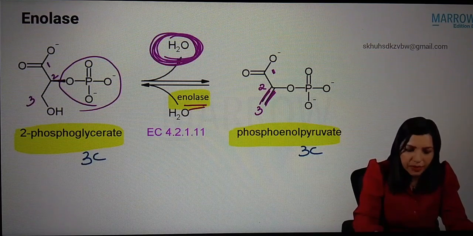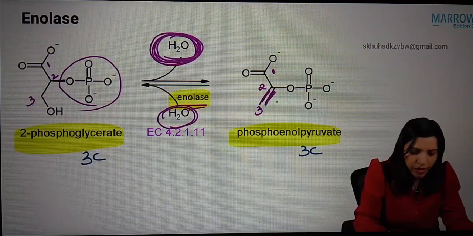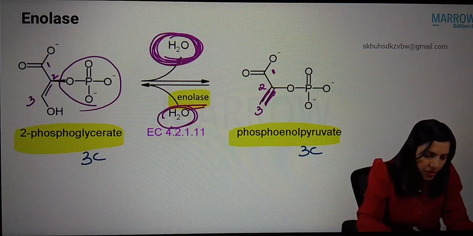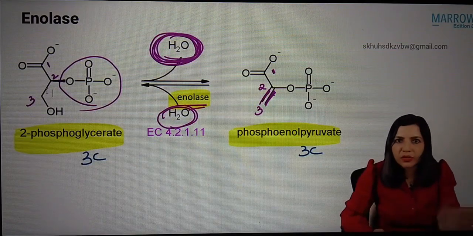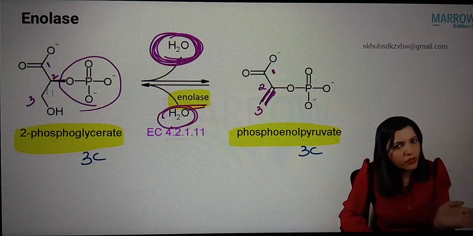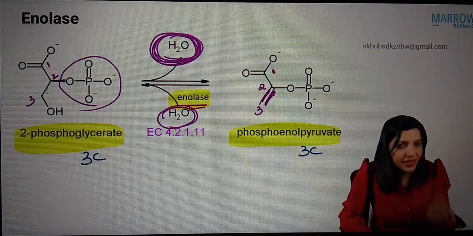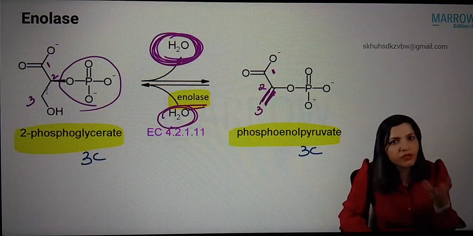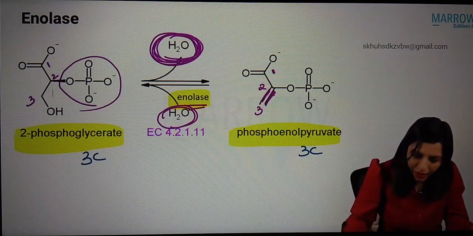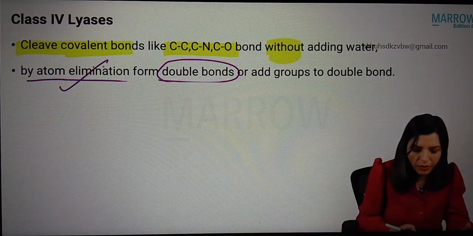Similarly, this is a reversible reaction. In the other direction, it will add a water molecule and this double bond is again converted back to a single bond. So as it is reversible, it can happen in either way. In one direction, it is atom elimination. In the other direction, it is atom addition. But still, in the definition, we will say only atom elimination. So this is atom elimination forming a double bond.